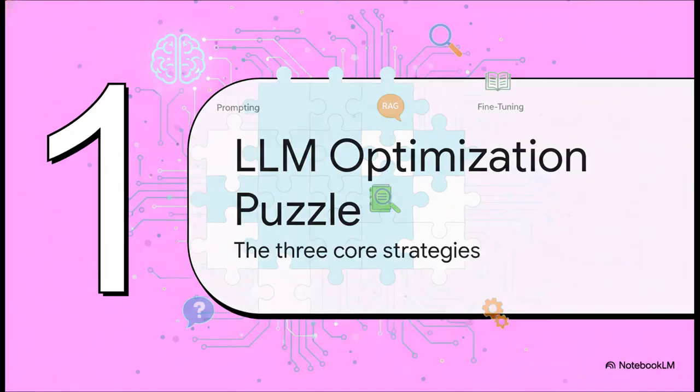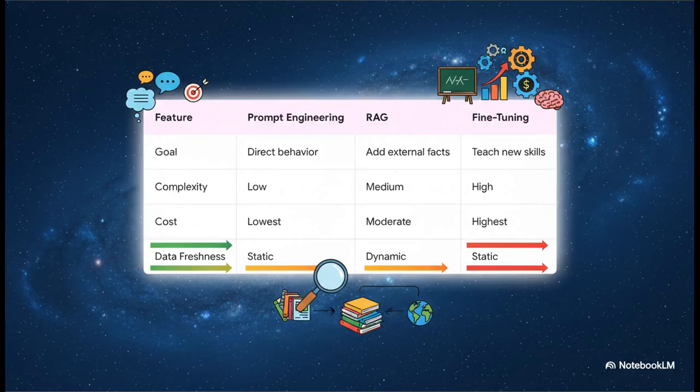Okay, first up, the LLM optimization puzzle. Let's start by understanding these three core strategies. Think of them less as competing options and more like different tools in your toolbox, each one perfect for a specific job. Now, this table right here, this is basically your cheat sheet for this entire explainer. Seriously, keep this mental map in your head as we go. It lays out all the trade-offs at a glance.